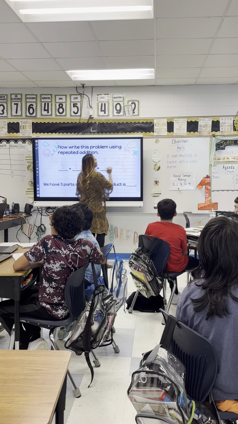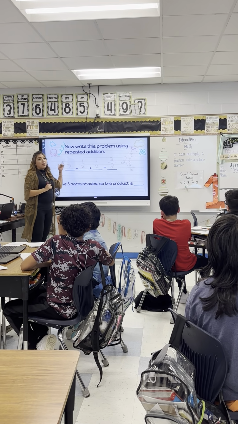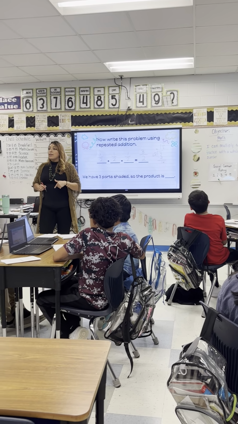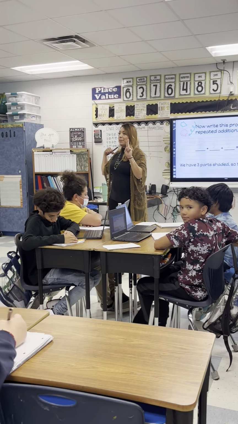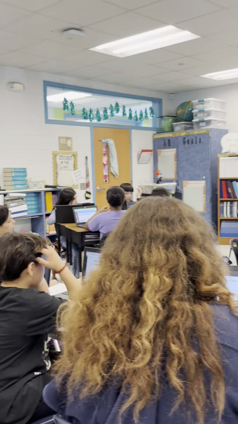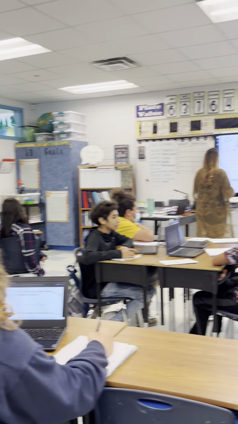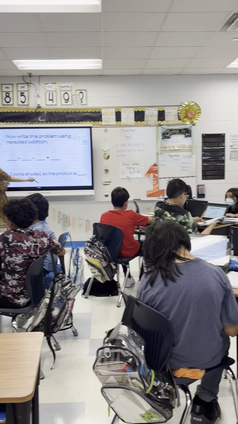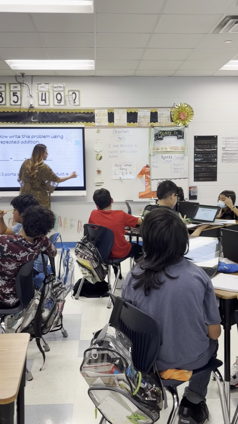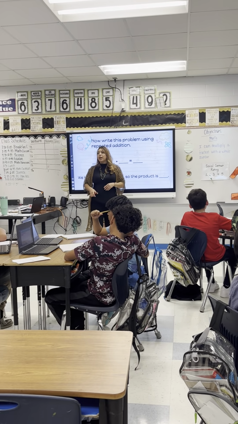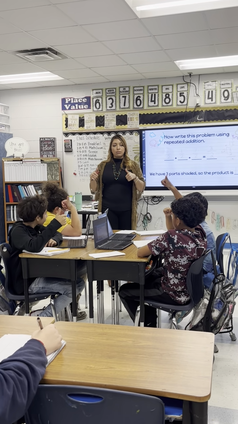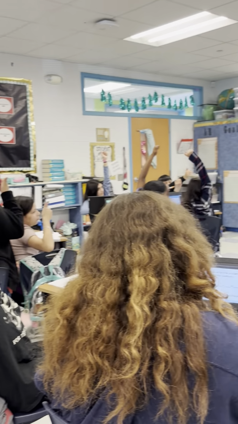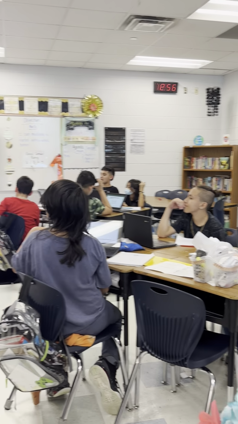Did we get the same exact answer that we got when we did it the model way? Okay, model way and repeated addition, got it the same. Okay, now we're going to learn that multiplication way. Okay, so the product was 1 and 1 half. Okay, thumbs up if you understood it this way. Ronaldo, you understand it this way? Okay.